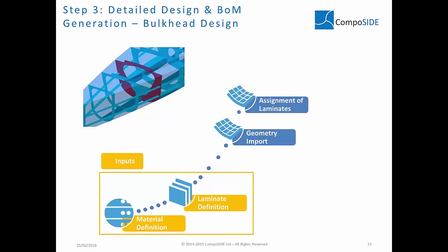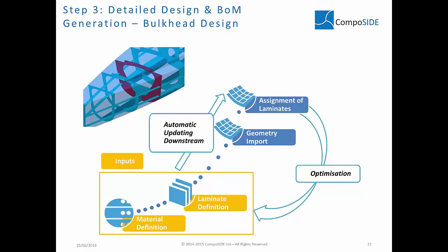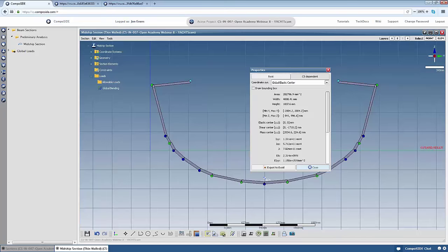We then assign the laminates to our geometry, optimize it as usual, we've got to make it light, got to make it stiff, and then this will automatically update downstream when we update our laminates. And then documentation, so in this example, this is our BOM. Okay. So, CompoSIDE.